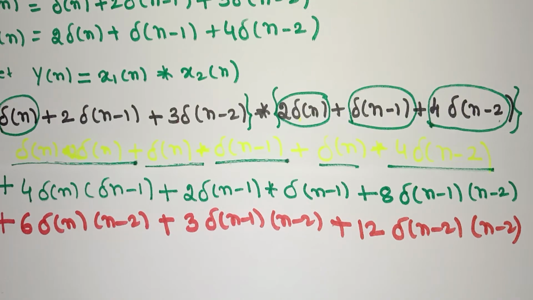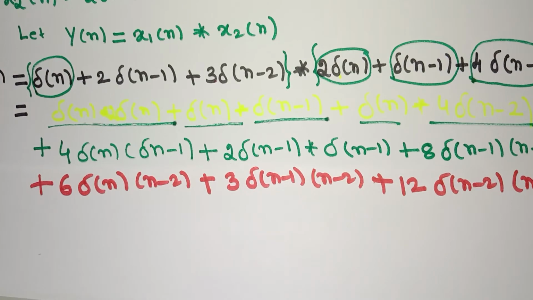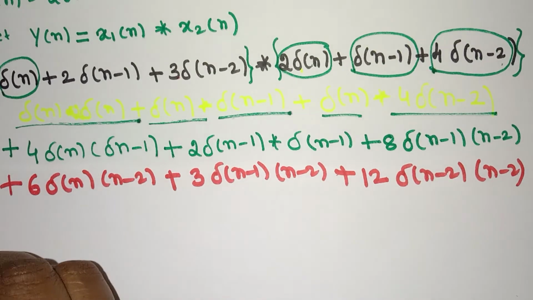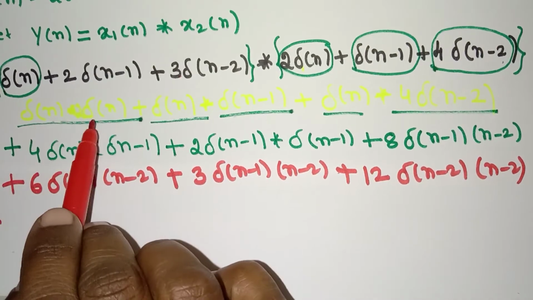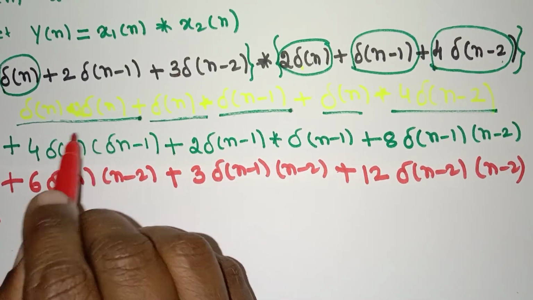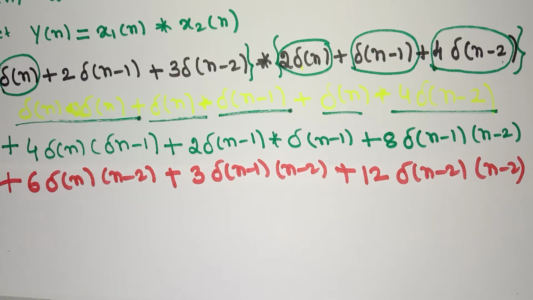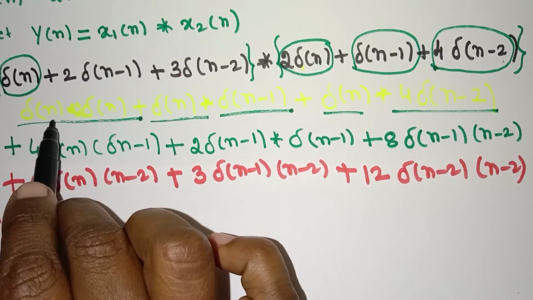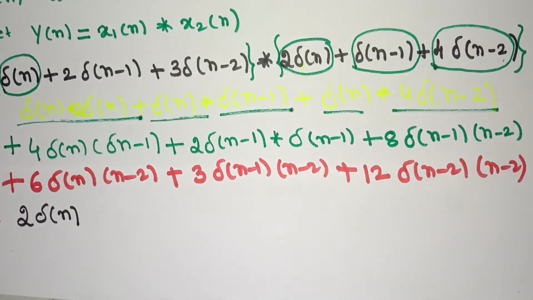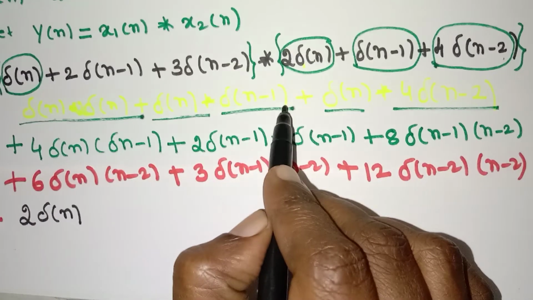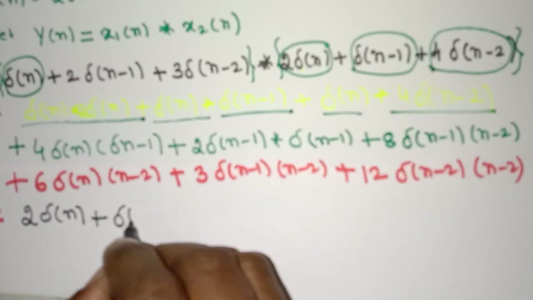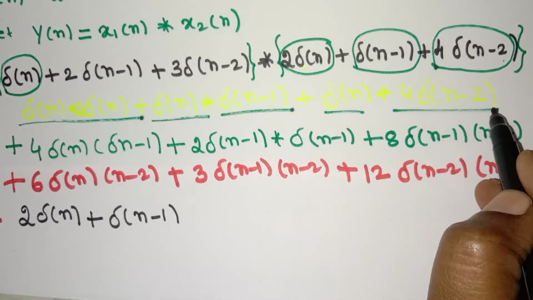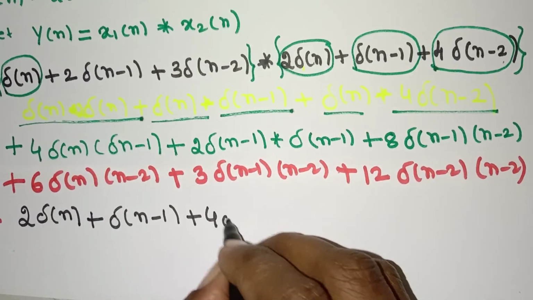Okay, so next what I am going to do is simplify this one by one. After simplifying, you add the similar terms and you are going to get the convolution sum. It is very easy. Here delta n into 2 delta n, how much is it? That is 2 delta n. Plus delta n into delta n minus 1, what should it be? It is delta n minus 1 only. Next, plus delta n into 4 delta n minus 2, this is also 4 delta n minus 2.